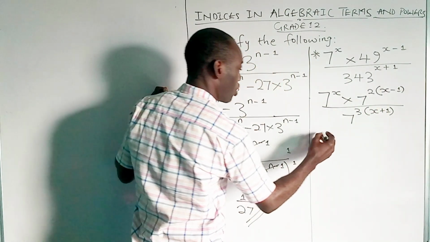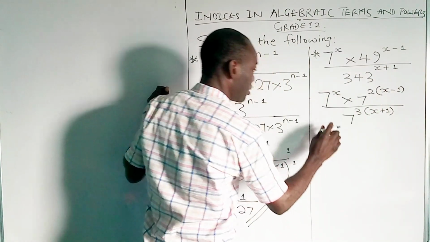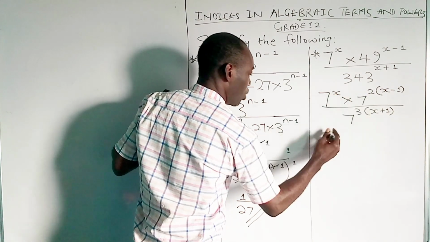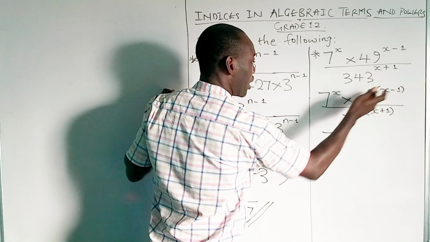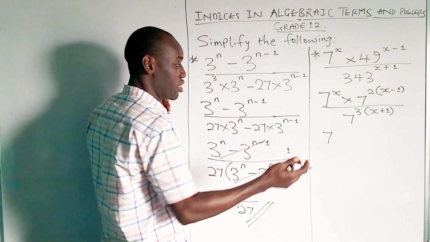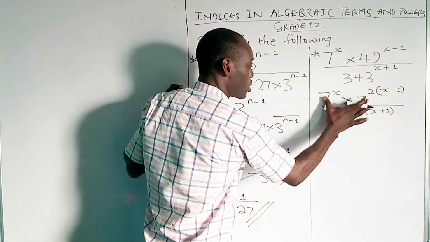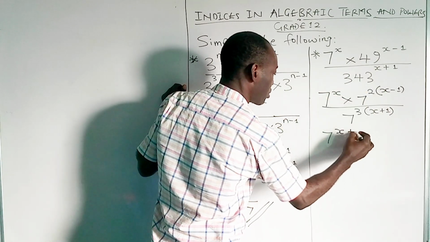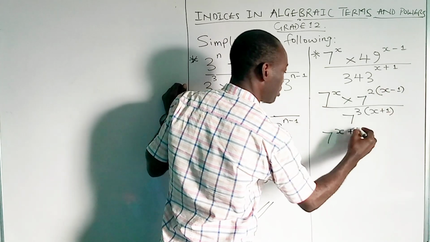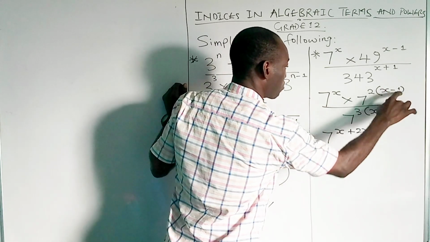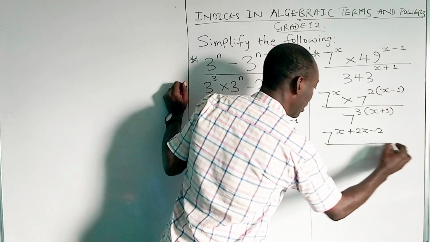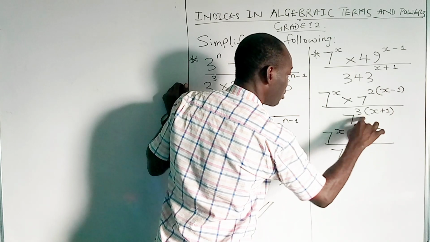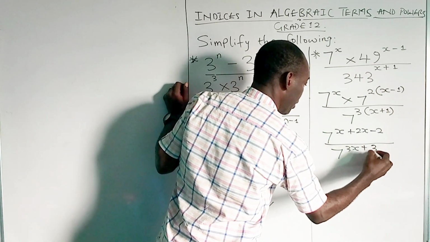Now, if you open the bracket up, we're going to have, by indices, the 7 here, since they are the same, we pick one of the 7 and we add the powers, as one of the laws of indices states that when you're multiplying two similar terms, you pick one, then you add the powers. So that gives us x plus, by removing the bracket, now we have 2 times x, that's 2x, 2 times minus 1, that's minus 2. Then at the denominator, we have 7, 3 times x, that's 3x, 3 times plus 1, that's plus 3.